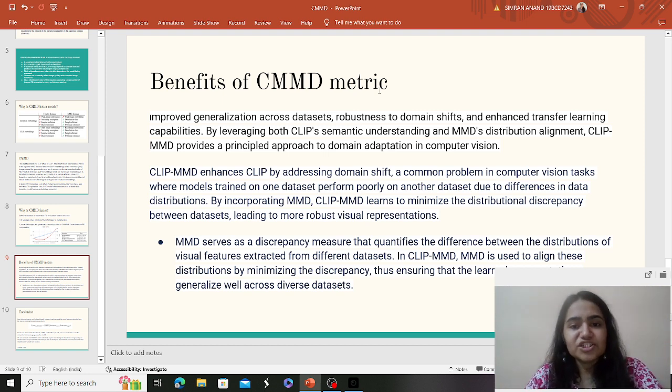That is domain shift. So if there is a lot of domain shift, FID is not a reliable metric there as well. Whereas CMMD, because of the maximum mean discrepancy metric over here in CMMD, we have that MMD, right?